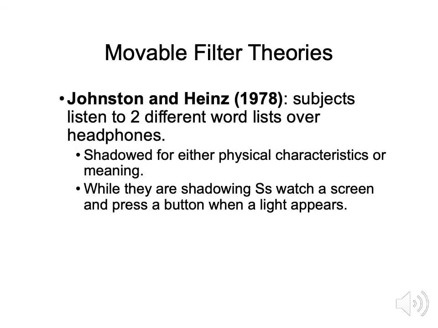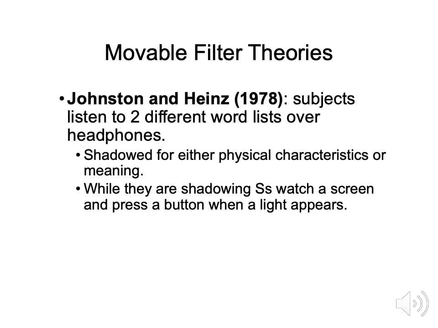Johnston and Heinz conducted an experiment in 1978 that provided evidence for the movable filter theory. In this experiment, participants had to listen to two different word lists over headphones. As they listened to the lists, they had to shadow the information based on physical characteristics or based on meaning. For example, whenever you hear a female voice, you will shadow that word. Or, whenever you hear a word related to nature, you'll shadow that word.